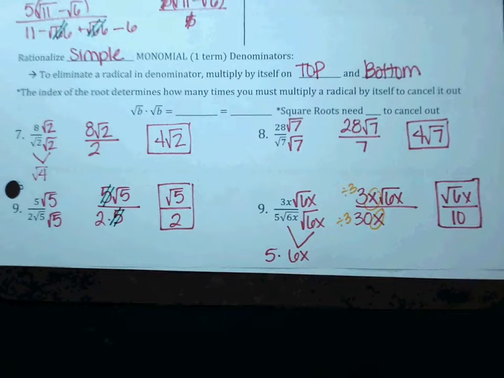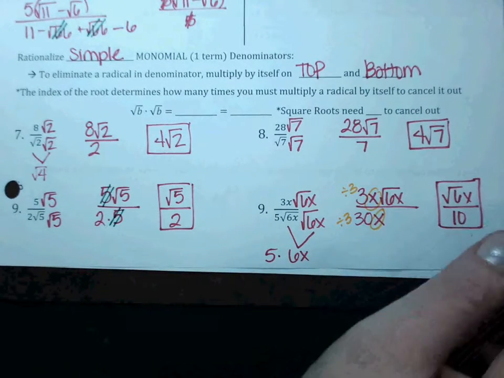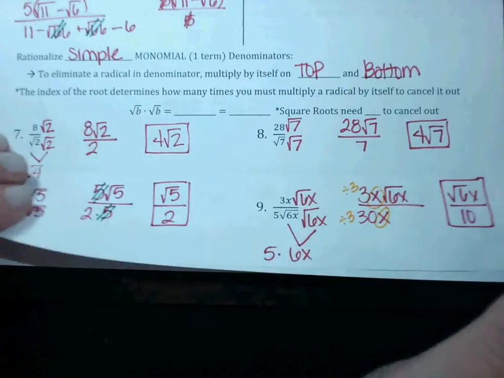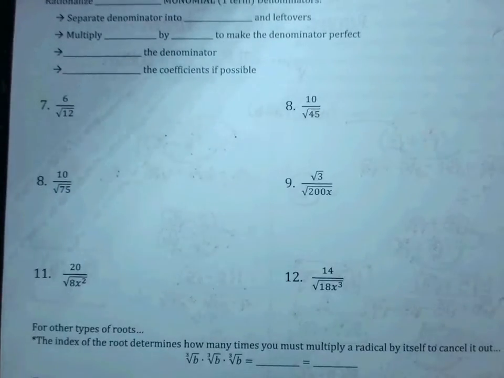Okay, turn the page. Those are your simple monomials. Okay, it's a simple monomial if there is not a perfect square root inside the bottom number. Turn over to the back, we're going to look at complex monomials.